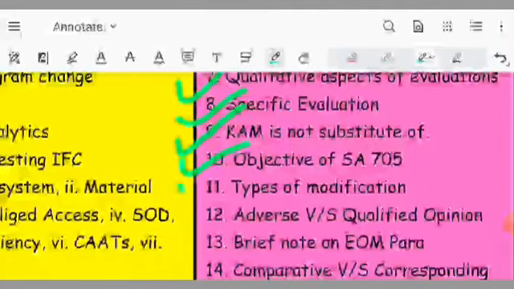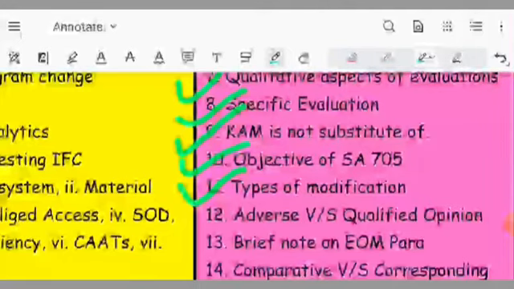And next is the types of modification. In types of modification, first you have to see whether the financial statements have material misstatement, or we are not able to obtain SAAE and we think the financial statements may be materially misstated, right? And next is the judgment of the pervasiveness, meaning whether it is related to the full financial statements or any part of the financial statements. If we have found a material misstatement, we have decided that there is a material misstatement, but it does not relate to the full financial statements, that means it is not pervasive, then you have to give the qualified opinion.